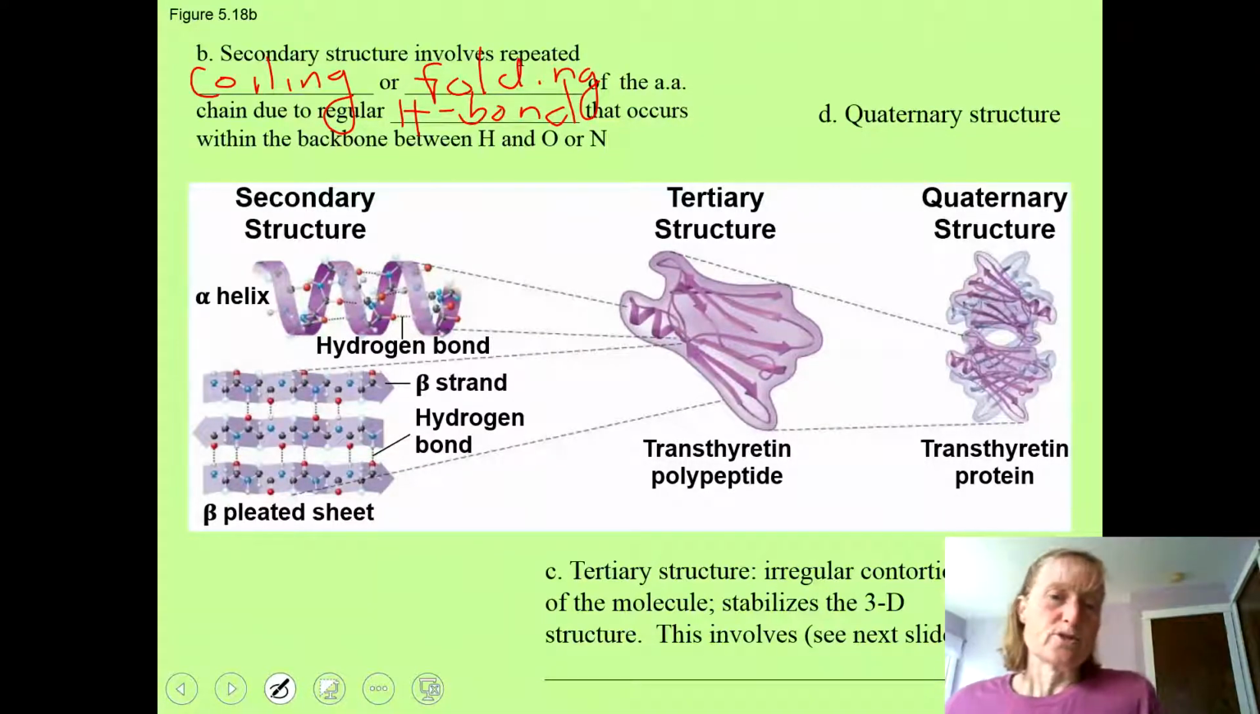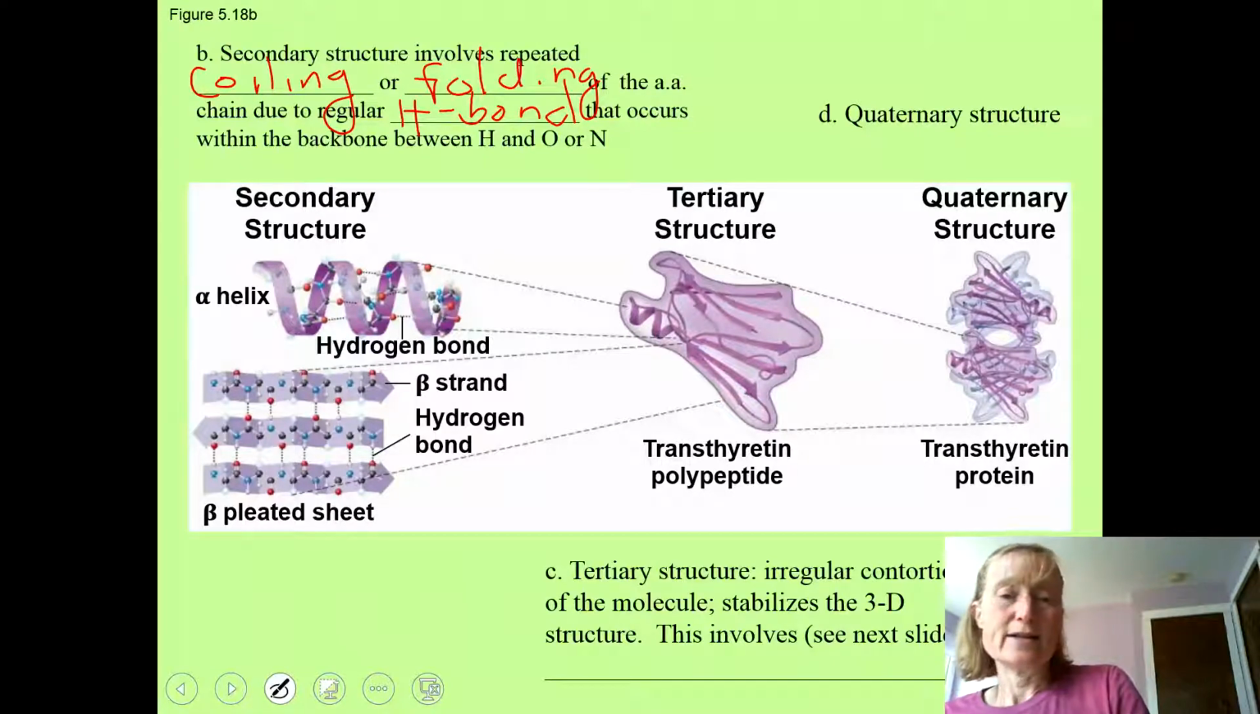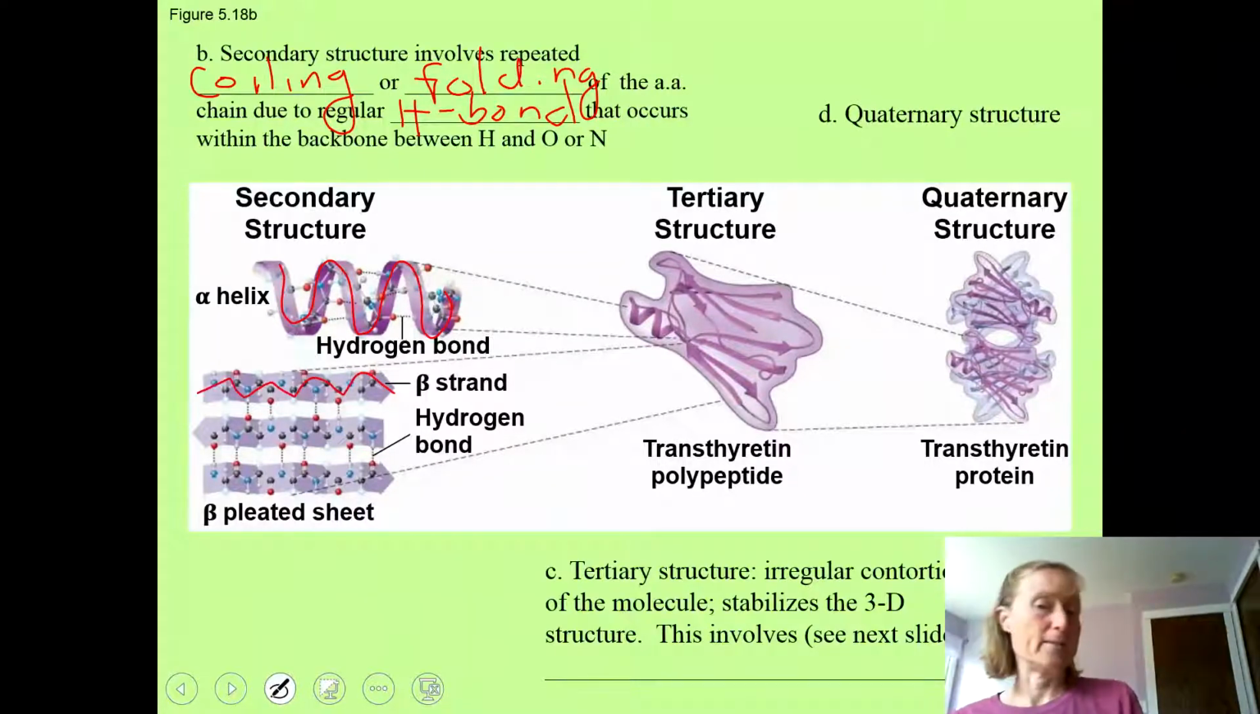So in the secondary structure, we see things like helical shapes taking place, or kind of a pleated sheet, like a paper fan you might make. What's going on here is hydrogen bonds form between the backbone of these amino acids. Not the side chains, but the backbone structure. And hydrogen bonds hold the chain of amino acids into maybe a helical shape or a pleated fan-like shape.